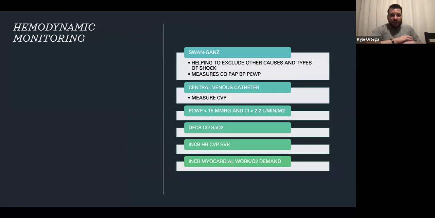All right, so moving on to hemodynamic monitoring. Again, we're going to use that Swan-Ganz catheter to help exclude other causes and types of shock. We're going to measure cardiac output, pulmonary artery pressure, blood pressure, and pulmonary capillary wedge pressure. And we're also going to be using the central venous catheter, which measures central venous pressure. In my research, it did say that a pulmonary capillary wedge pressure above 15 and a cardiac index below 2.2 is pretty much cardiogenic shock. So this is a big factor I found in research that really makes cardiogenic shock stick out hemodynamic-wise. Also, you're going to see decreased cardiac output, decreased sats, increased heart rate, increased central venous pressure, as well as increased systemic vascular resistance. So pretty much it's increasing that myocardial work and oxygen demand.